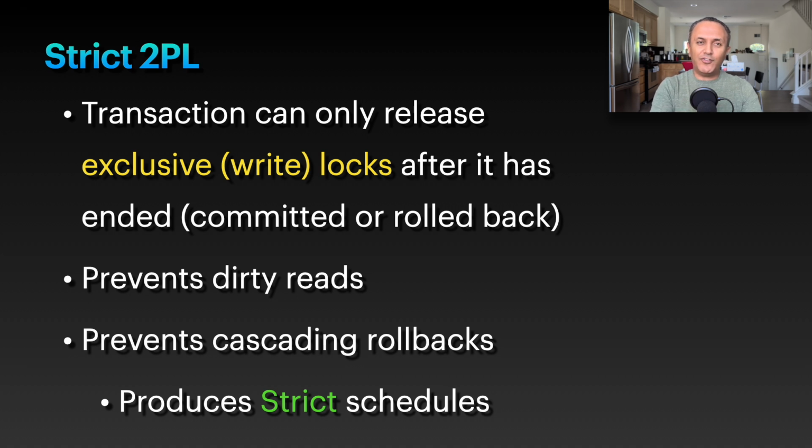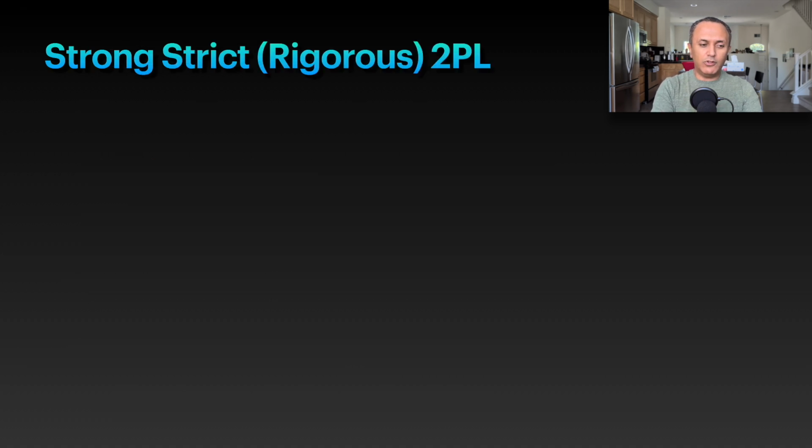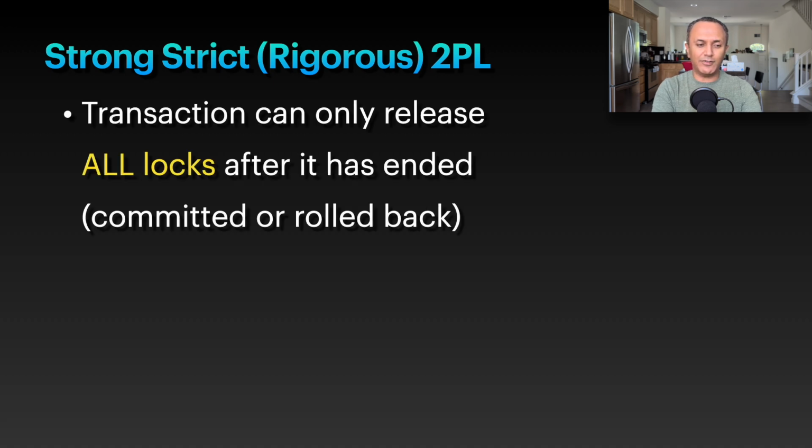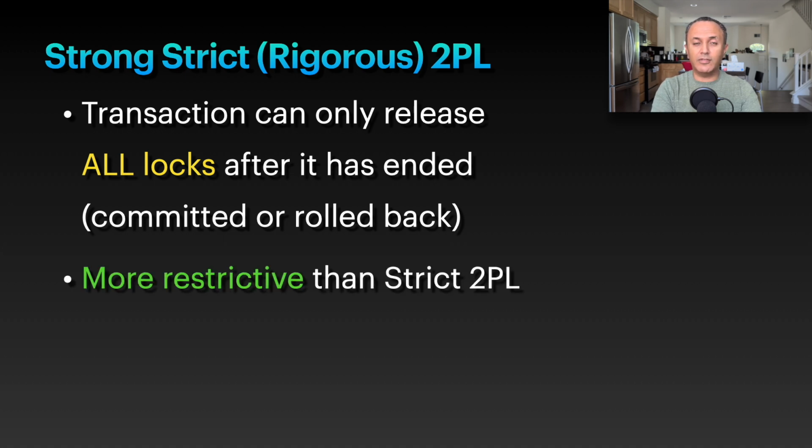We have an even stronger version of that, which we call strong strict two-phase locking, or sometimes rigorous two-phase locking. Basically, it takes the definition of strict two-phase locking and says transactions can only release all the locks after they've committed or rolled back. So not just the exclusive locks, but all the locks. Clearly this is more restrictive than strict two-phase locking because we're holding on to all the locks much longer. Again, this limits concurrency, but it helps with avoiding cascading rollbacks.